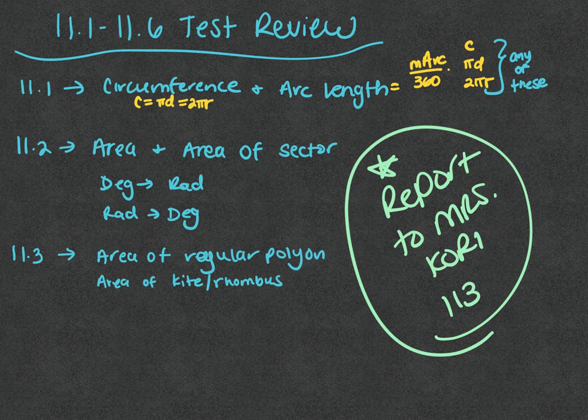In 11.2, we got to area of a circle and area of a sector. The area of the circle is pi r squared. The area of the sector is the measure of the arc over 360 times either area or pi r squared.